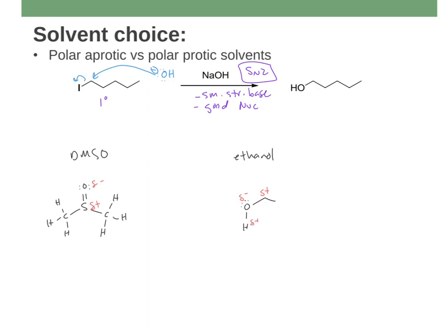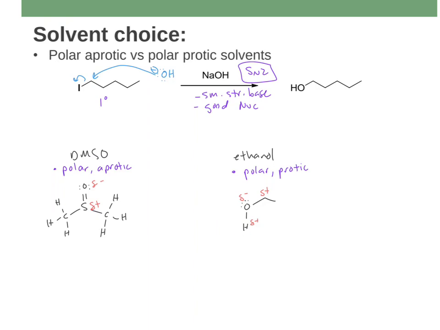So they're definitely both polar, right? This DMSO is polar, but it's aprotic because it doesn't have any H's on nitrogen, fluorine, or oxygen. Versus ethanol is polar, and it is protic, right? Because we have this hydrogen right here on an O. There's your hydrogen bond donor.